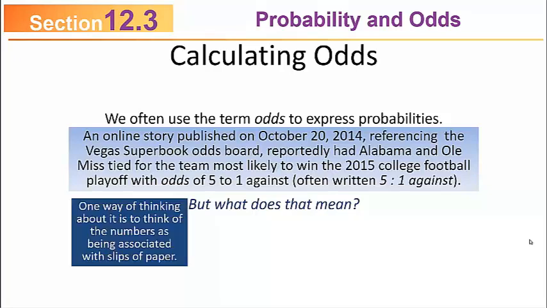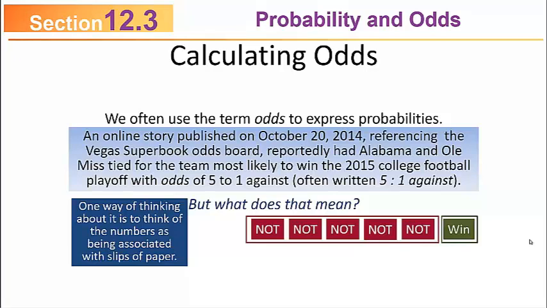One way to think about it, and the way I like to think about it, is to think of these numbers as being associated with slips of paper. In other words, if it's 5:1 against, it'd be like having 5 slips of paper that say no or not, and 1 that says yes or that you do win. So you have 5 negatives and 1 positive. So you have 6 slips of paper altogether. That's the way I think about it. If you think about it that way, this all flows so smoothly.